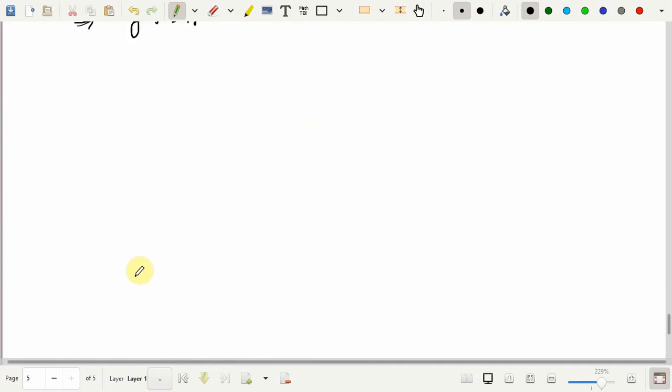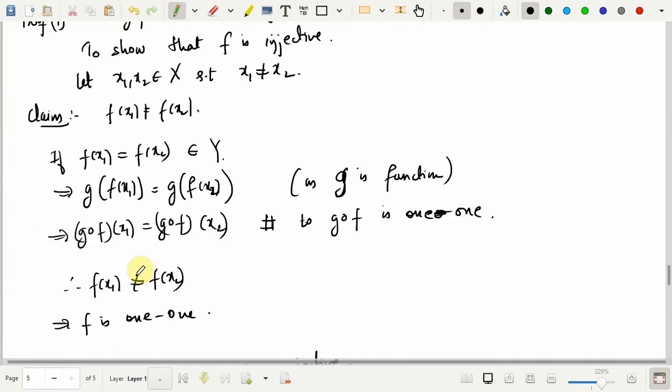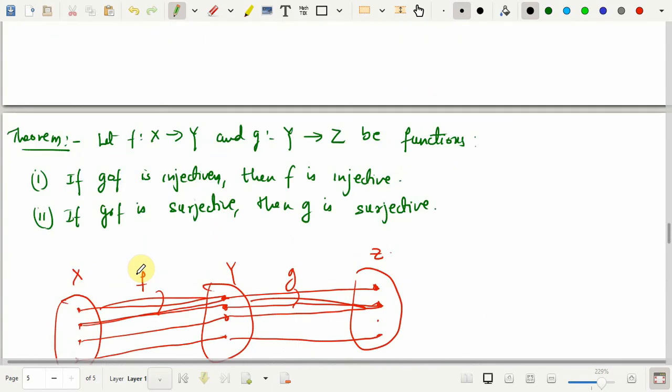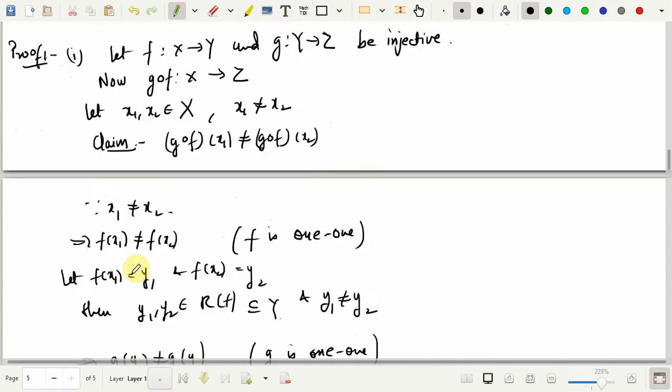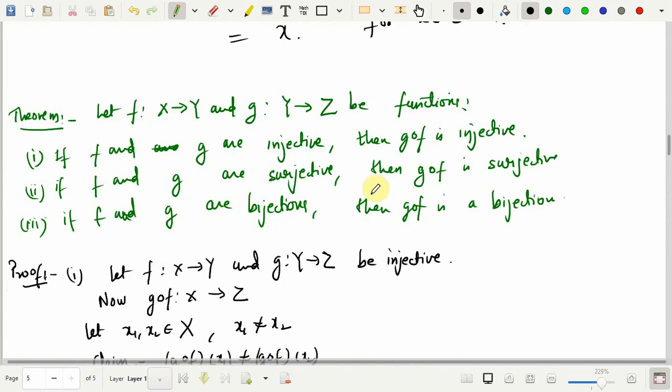At the end of this session I make a statement: show that the converse of this theorem is not true, that is, if G composite F is injective, then F and G both need not be injective. You should be able to produce a counterexample in which G composite F is injective but not both are injective. In the same way, G composite F is surjective but not both are surjective. So with this small note I end this session. Thank you for watching this video.